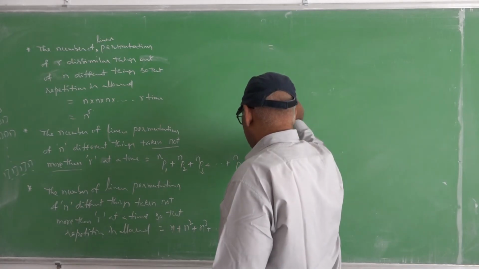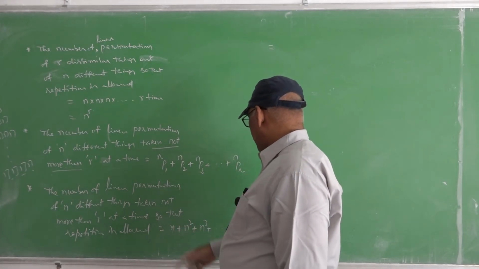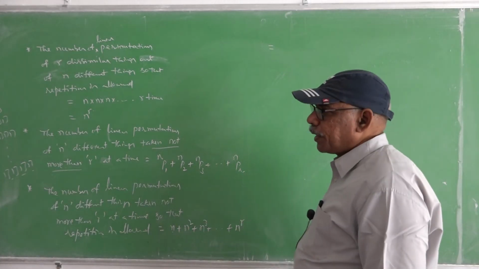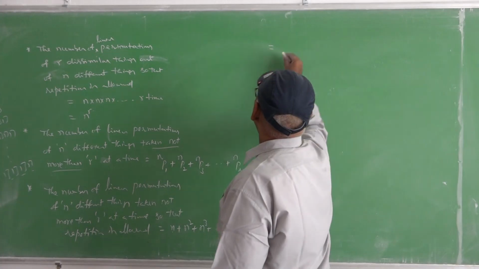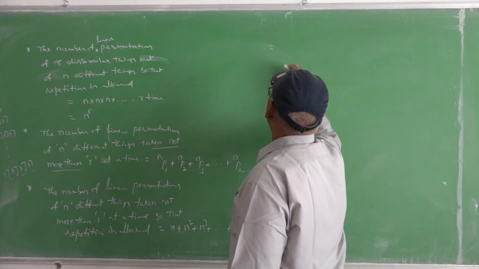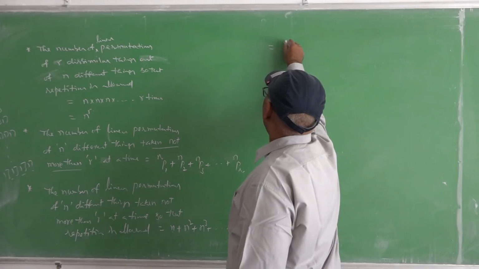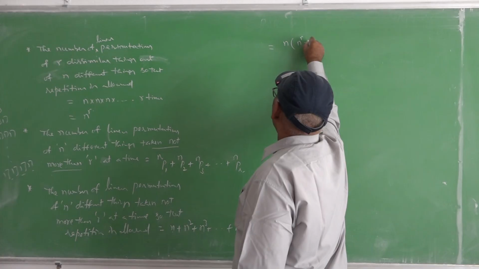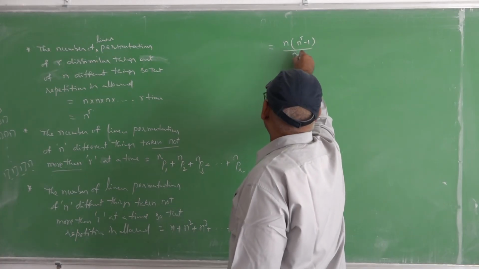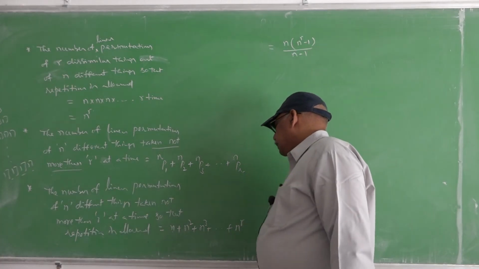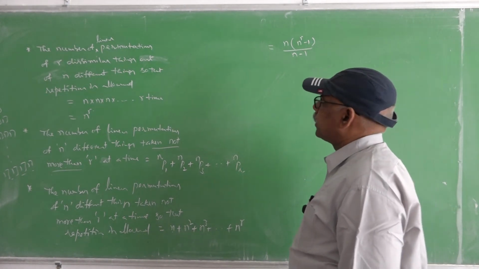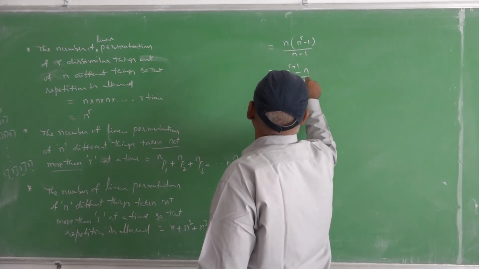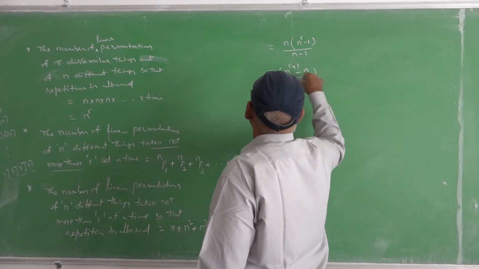These are all in GP. The sum of all terms in GP in which the initial term is n and the common ratio is n itself. So that is a into r to the power r minus 1 by r minus 1, which is n into n power r minus 1 by n minus 1, the required result, which is also n power r plus 1 minus n by n minus 1. Either this or this or this.